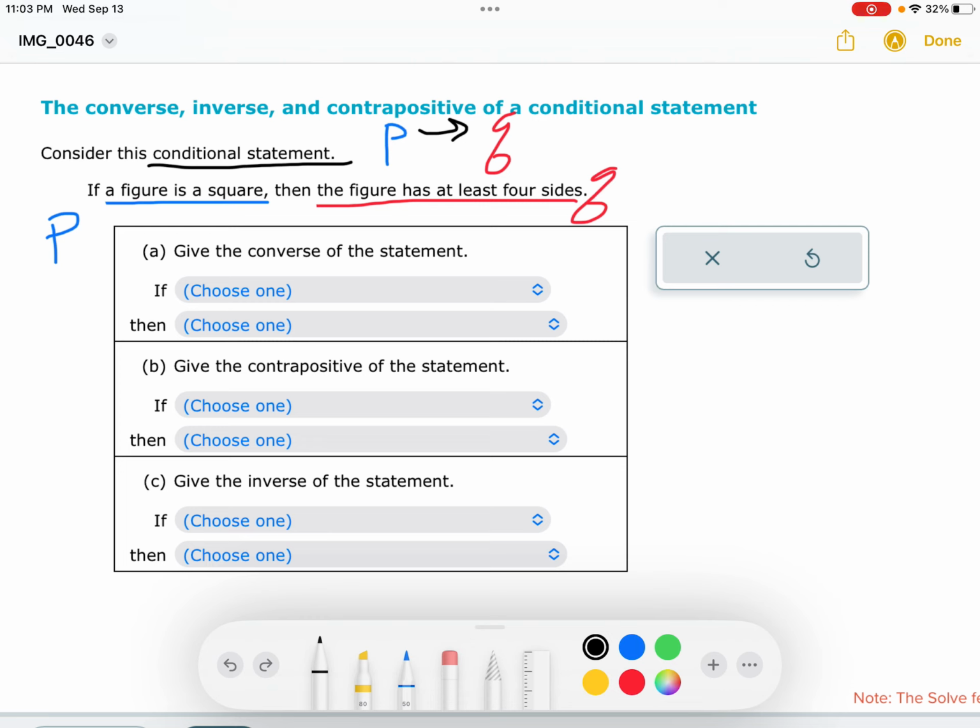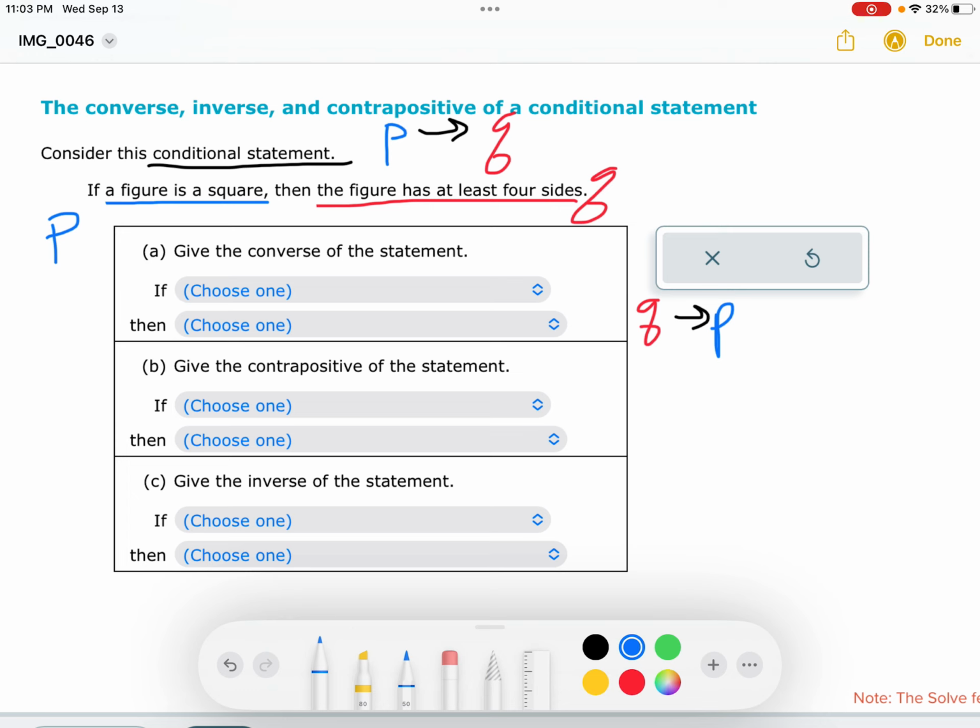Converse, remember, is the one where we flip it. I remember a student last year saying that converse looks like it says coin in the beginning, and you can flip a coin, so I'm going to flip my P and Q. That's the closest thing I got for you remembering converse. They're going to swap places. So now instead of if P, we're going to say if Q, then P. They swap.